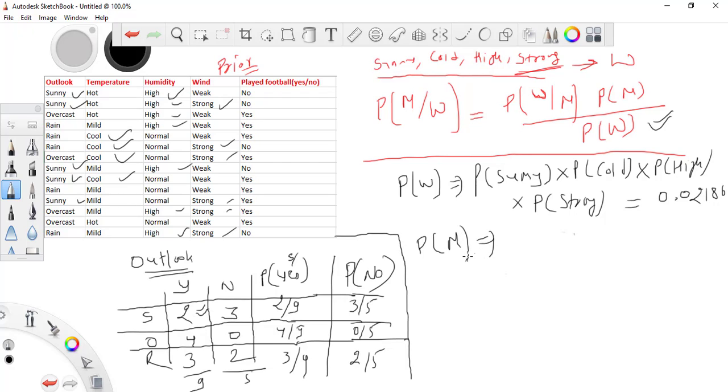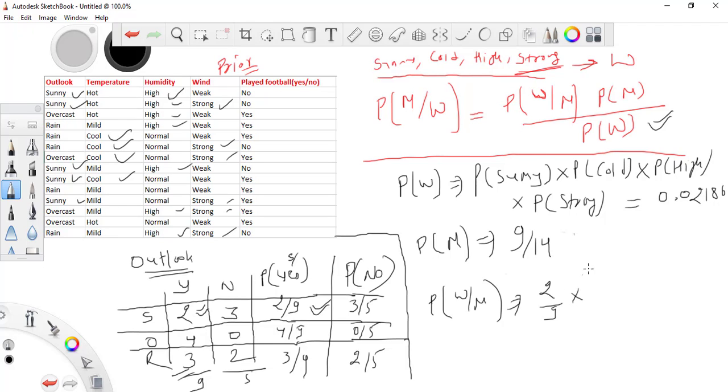Probability of match being played, you would have directly guessed, is 9 by 14, because out of 14 instances, there are total 9 instances where the game was played. Okay. Now let's see how can we calculate this third quantity, which is probability of weather given match was played. Okay. So this kind of table which we created for Outlook will help me out here. So from here I see that this is the probability of Outlook being sunny when game was played. Okay, so this will be 2 by 9, right?